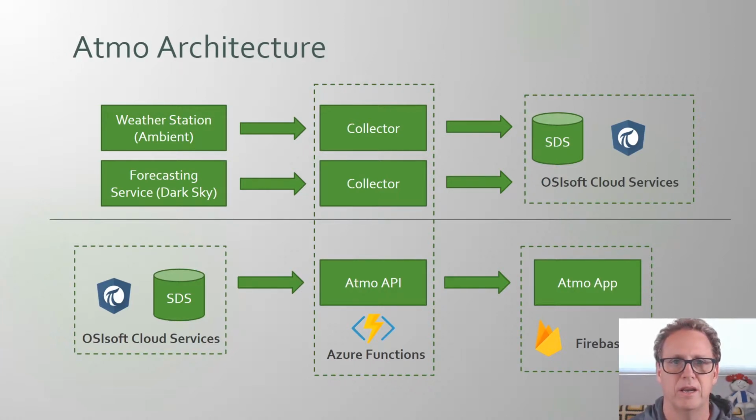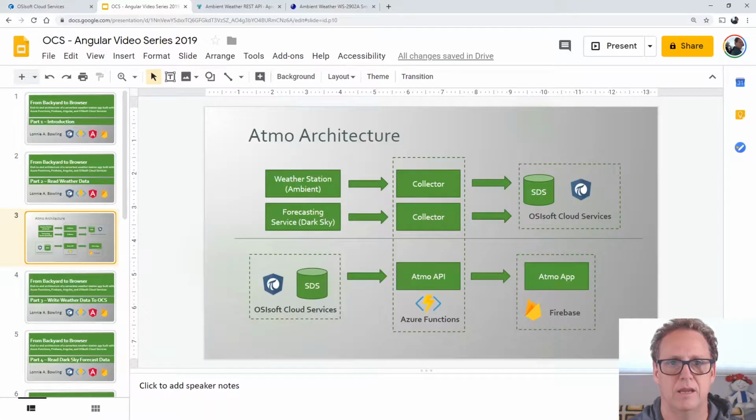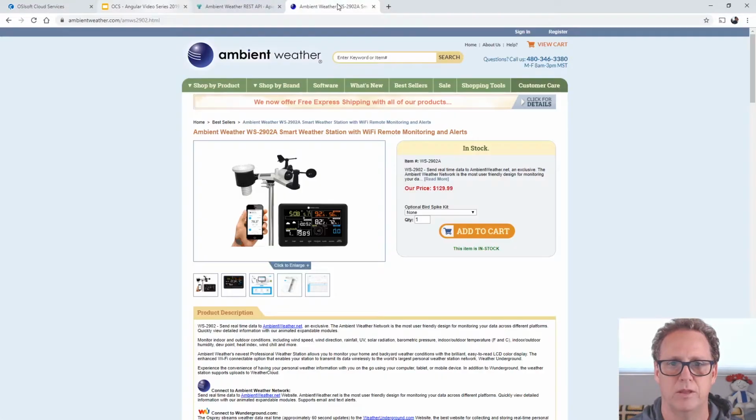All right, I'm going to go ahead and escape out of this and come over to my browser. This is my weather station right here. This is the WS2902A. I've had it in my backyard for, I don't know, about 6 months or so, and it's working really well. I'm very happy with it. It's very reliable. Seems like it's pretty accurate.